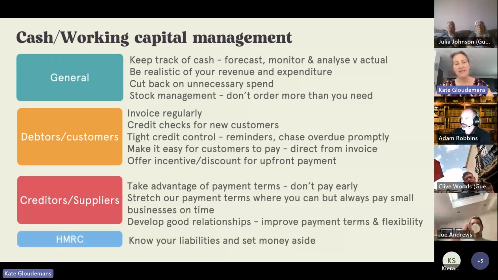With creditors and suppliers, take advantage of payment terms. Don't pay earlier than you need to. So if someone's giving you 30 days and you need to hold on to that money for later, pay them on the 30 days. Don't make it late, but you don't have to pay them next week. So stretch out the terms where you can, but always pay small businesses on time. Okay, if you've got a small business, don't take the mickey. But if they've given you 30-day payment terms, you don't have to pay them immediately. They're saying it's okay, you can pay in 30 days. And really work on relationships.